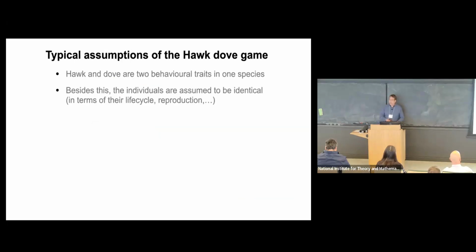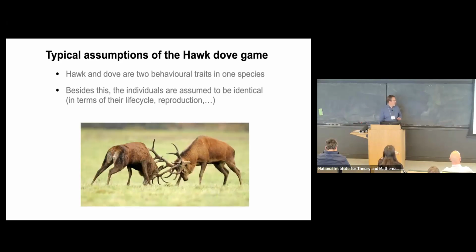So what are the typical assumptions here? The typical assumptions are that hawk and dove are just two behavioral traits in one species. Everything else is identical. There's the identical life cycle, identical reproduction. Every biological feature of the system is the same for the two strategies.